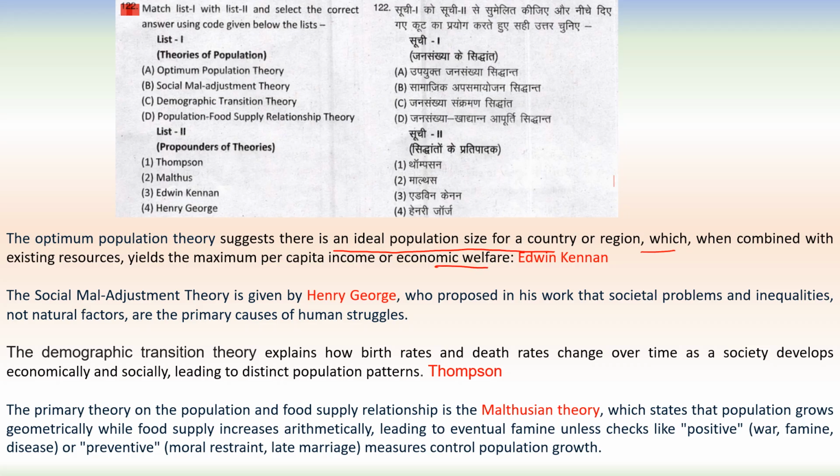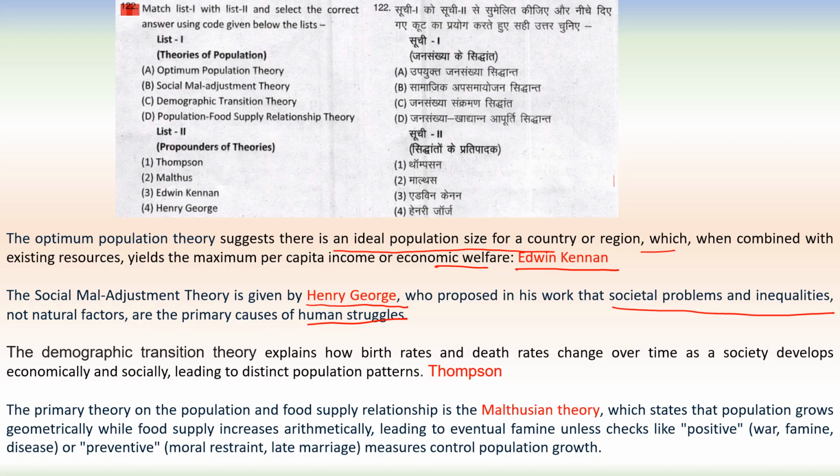So this is propounded by Edwin Cannan. The second one, the social maladjustment theory, is given by Henry George, who proposed in his work that societal problems and inequalities, not natural factors, are the primary cause of human struggle. So these societal problems and inequalities are the primary cause of human struggle.